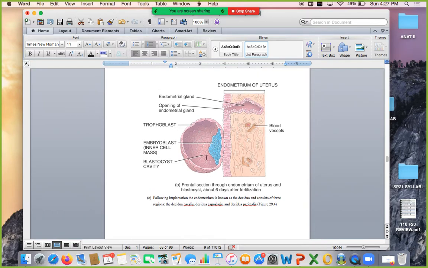Okay, so here we have the actual cross section or frontal section through the blastocyst and the endometrium of the uterus. The endometrium of the uterus has endometrial glands. They're going to be secreting uterine milk. We also have a lot of vasculature. Remember, this endometrium is nice and thick with vascular tissue. Here's the trophoblast set of cells. The blastocyst cavity is going to be inside. It's going to be kind of a hollow opening. And these are going to be the embryoblasts. This is the inner cell mass, which is quickly going to start differentiating into the embryo.